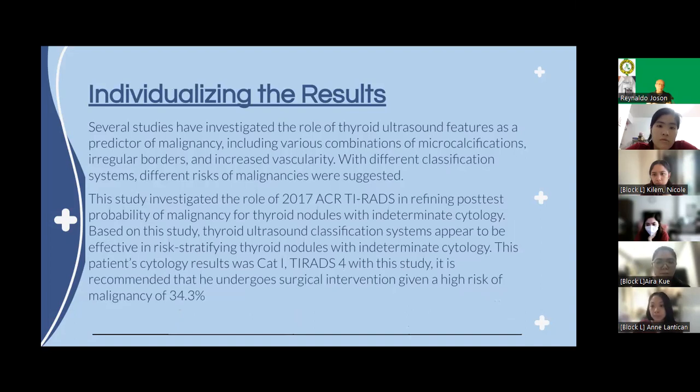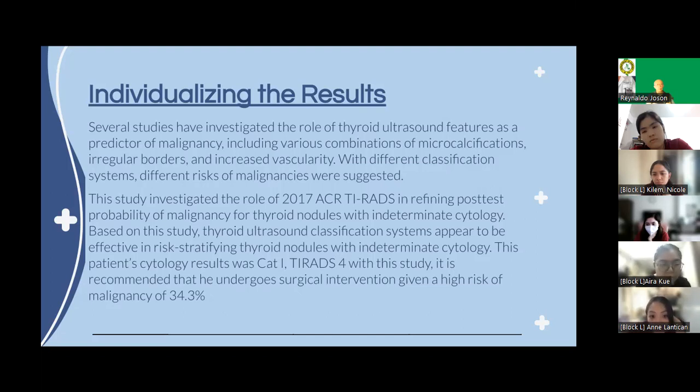So, after all that po, we individualize the results. This is where we take into account the situation of our patient. Several studies have investigated the role of thyroid ultrasound features as a predictor of malignancy, including various combinations of microcalcifications, irregular borders, and increased vascularity. With different classification systems, different risks of malignancies were suggested.